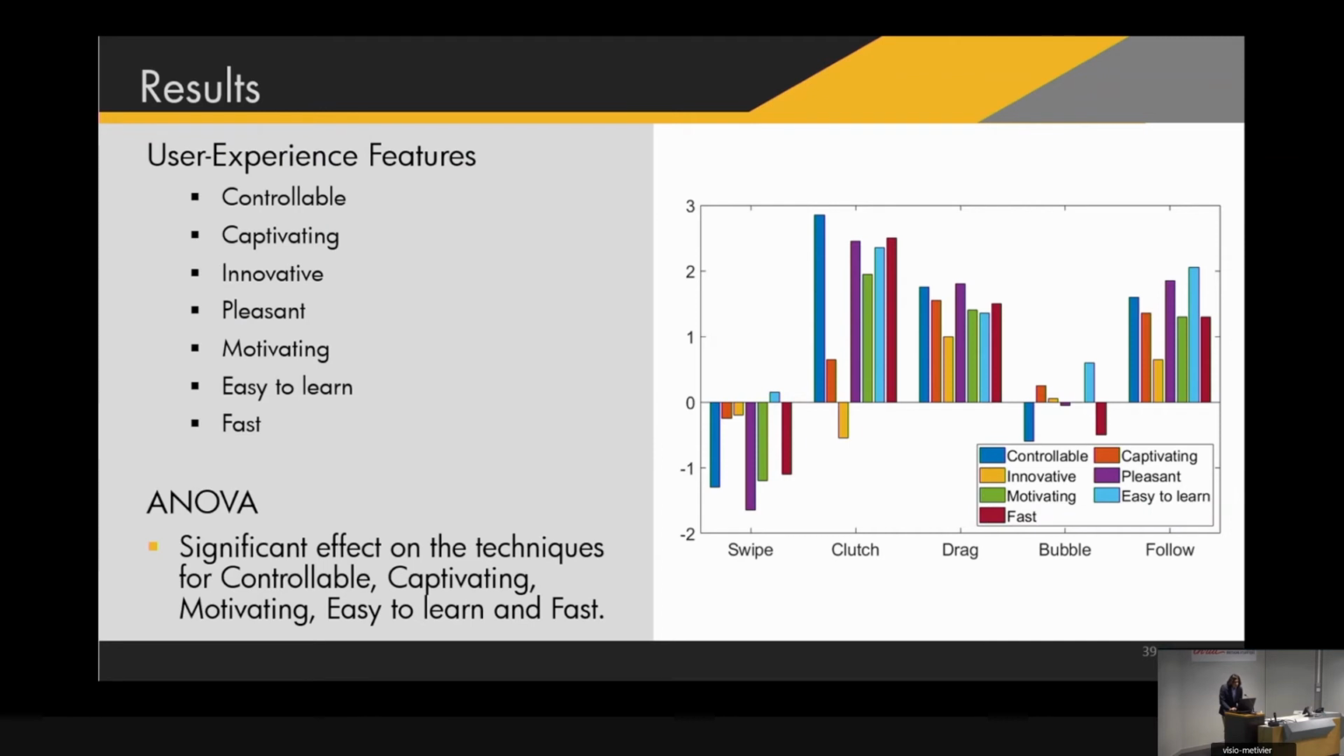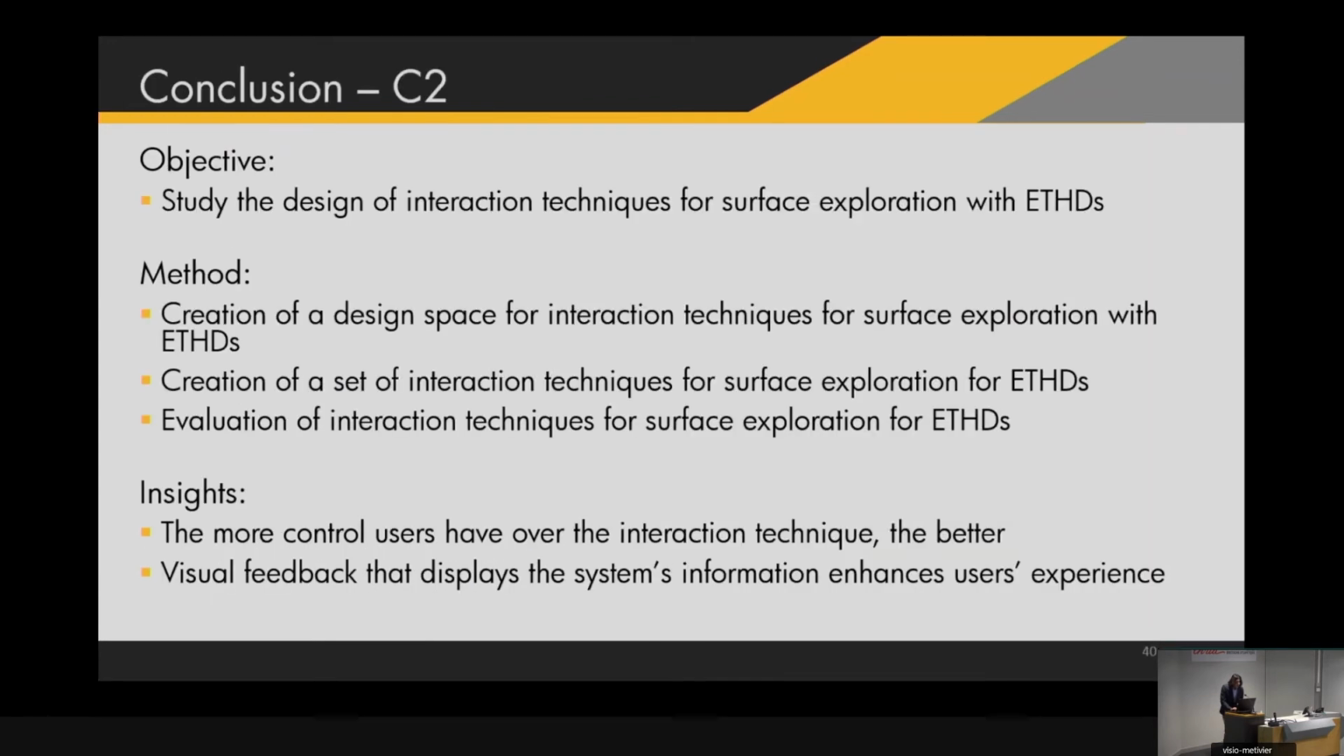Concerning user experience features, we evaluated 7 factors: controllable, captivating, innovative, pleasant, motivating, and easy to learn. And also whether techniques are fast. We ran analysis of variance and we found a significant effect for all the techniques concerning controllable, captivating, motivating, easy to learn, and fast.